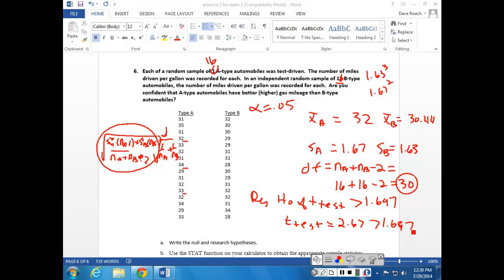1.697. So we're going to reject H0. Remember, H0 and HA: mu A equal to mu B, mu A greater than mu B, because we said higher. So reject H0 and say that the mileage is higher for type A than type B. So if you're trying to advertise what kind of car you want to buy, you can say that type A has higher gas mileage on average than does type B.